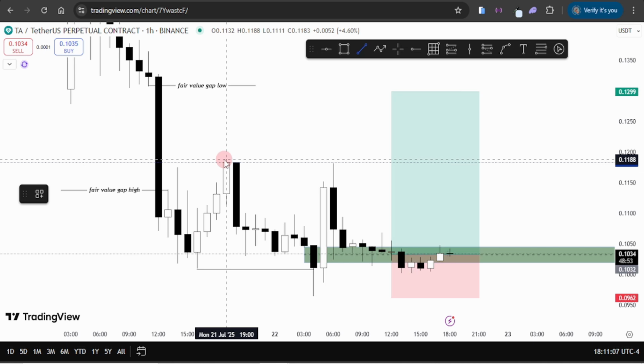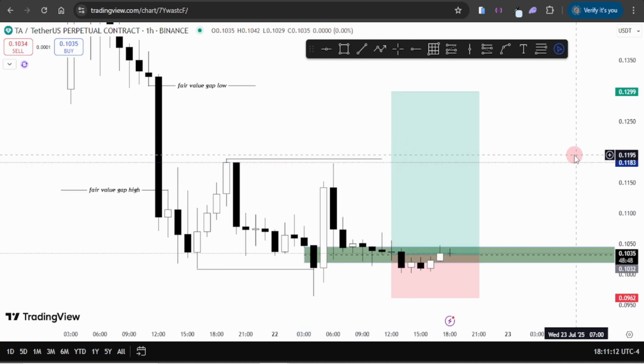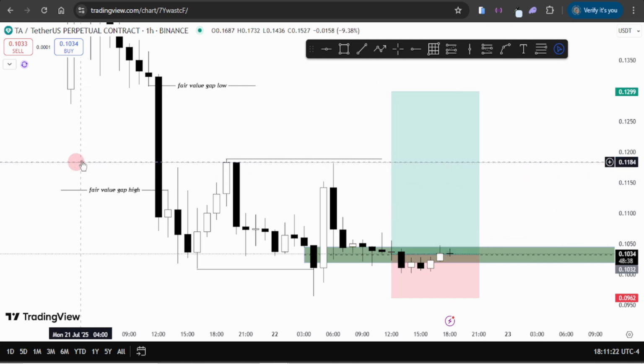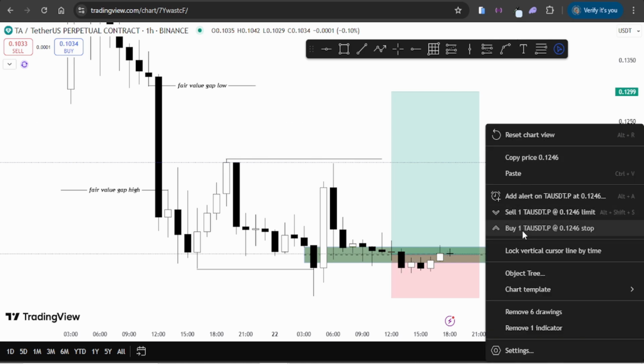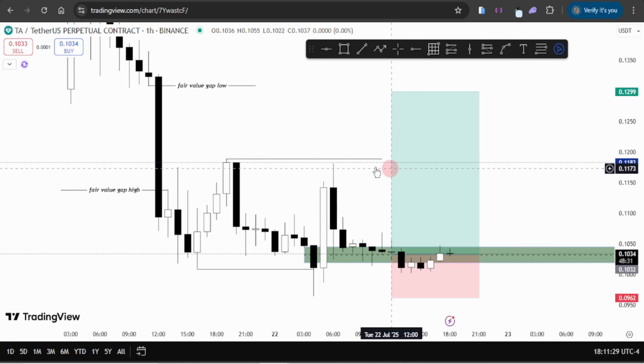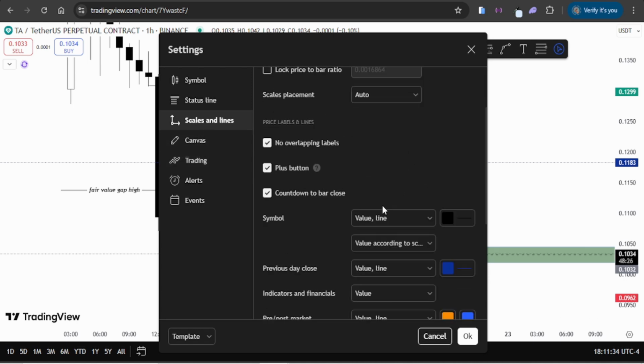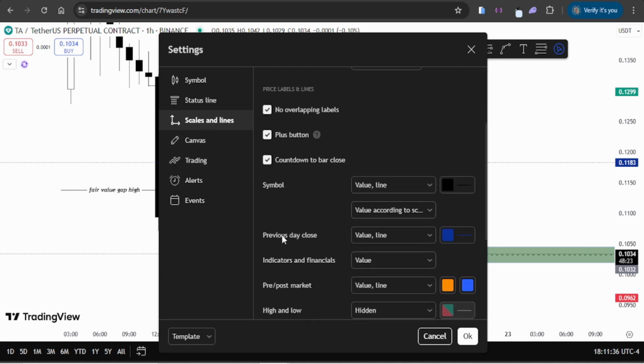So I will take this high right here. Guys, this dotted line that you are seeing here is actually yesterday's closing price. So if you want to have this blue dotted line on your chart, you can right click anywhere on your screen, click on settings, and on the scale and lines, scroll down, you will see the previous day close.